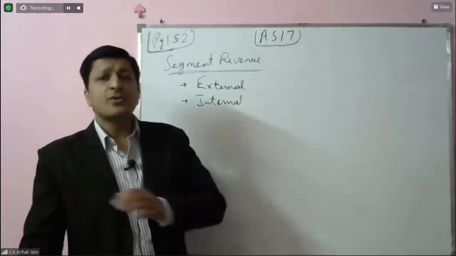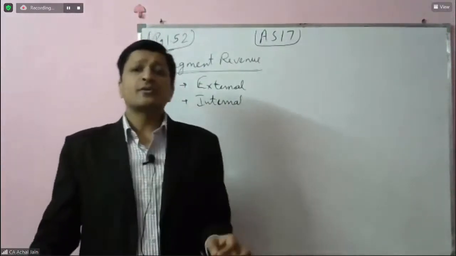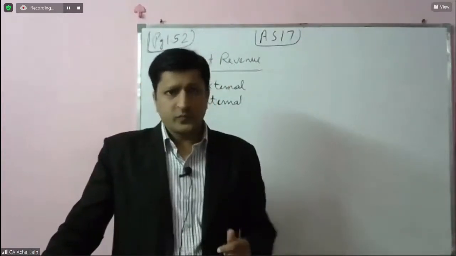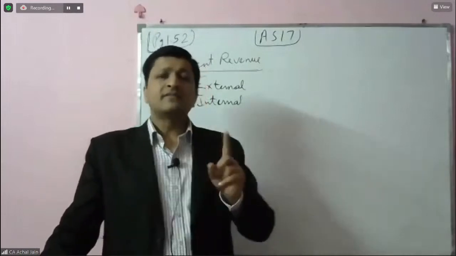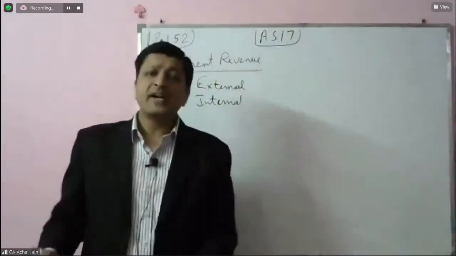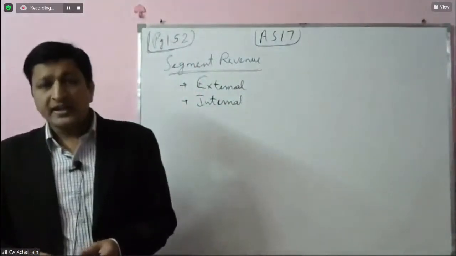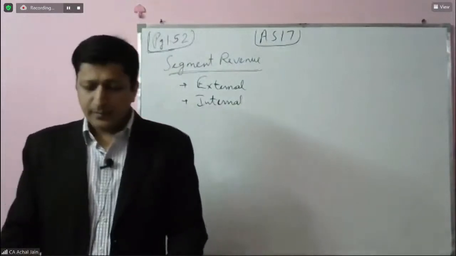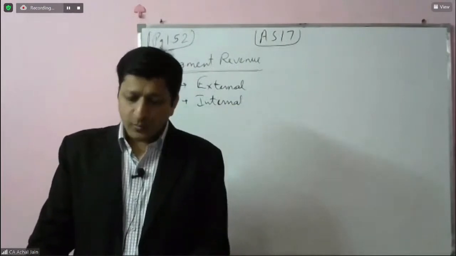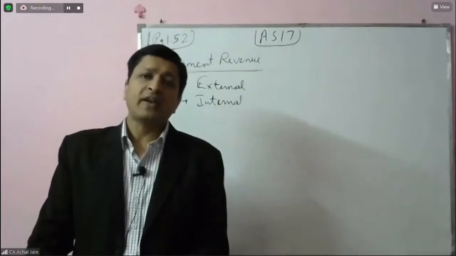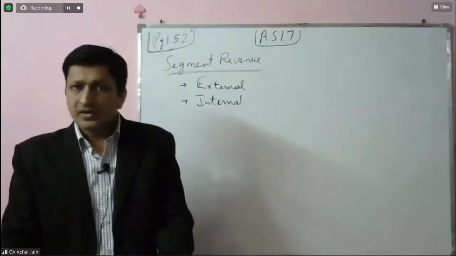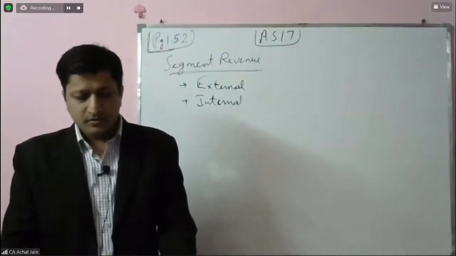Segment revenue does not include extraordinary items. Let's suppose if there has been any extraordinary income during the year, which we discussed in AS5, that will not come under segment revenue. Interest or dividend income, including the interest which may be earned by the company on advances or loans to other segments, unless the operations of the segment are primarily of financial nature. Means companies like NBFCs. So interest or dividend income should also not be disclosed.